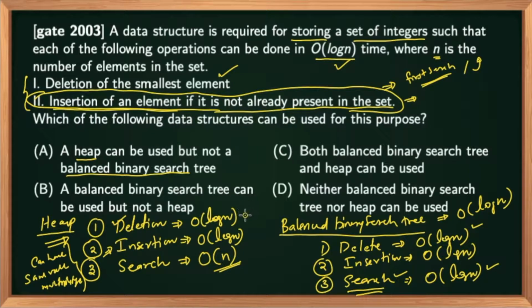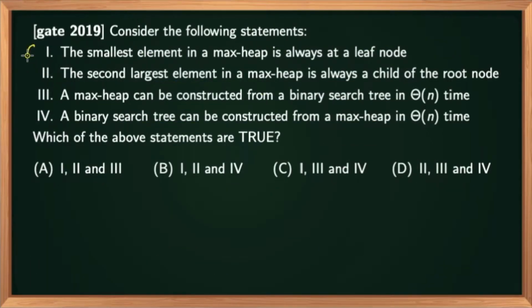So the correct answer should be B. A balanced binary search tree can be used, but not a heap. So we have 4 statements here, and we have to find out which of the above statements are true.